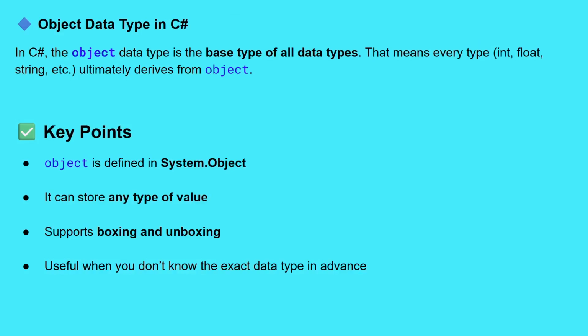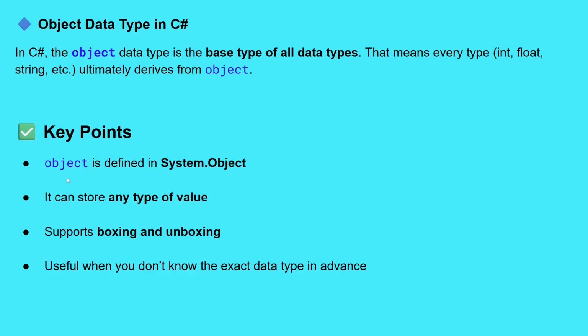Welcome back, friends. Today we are going to learn about the object data type in C Sharp. In C Sharp, the object data type is the base type of all data types. That means every type, int, float, string, etc., ultimately derives from object.